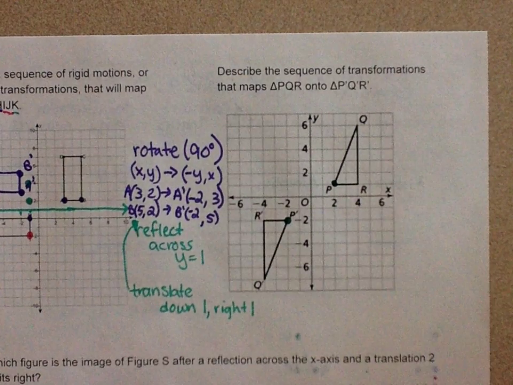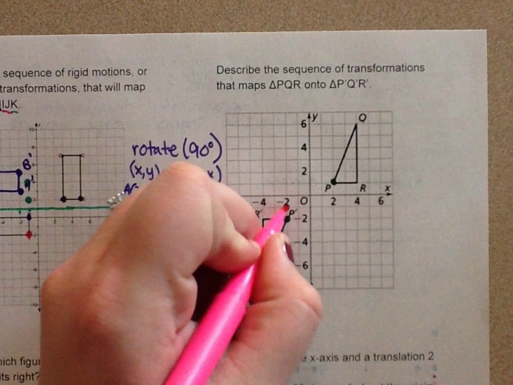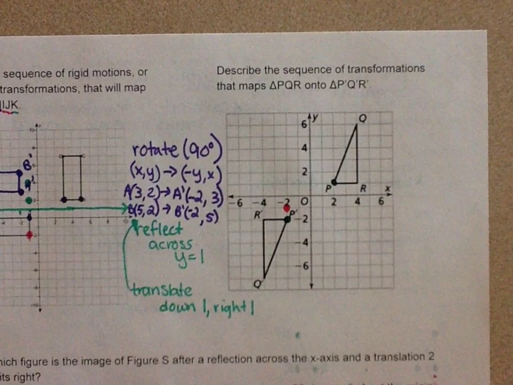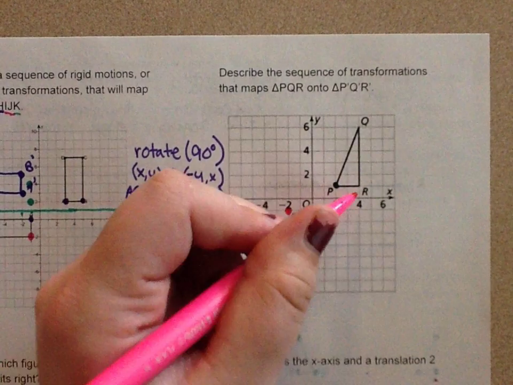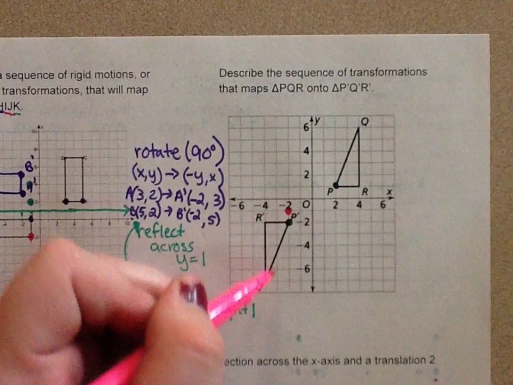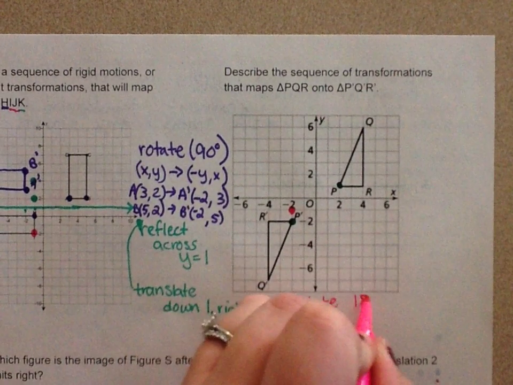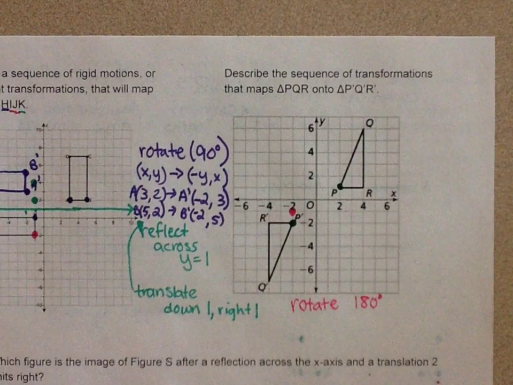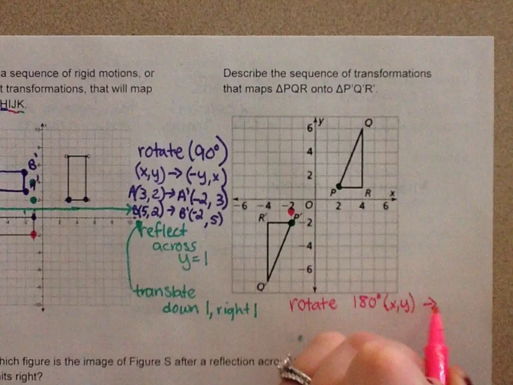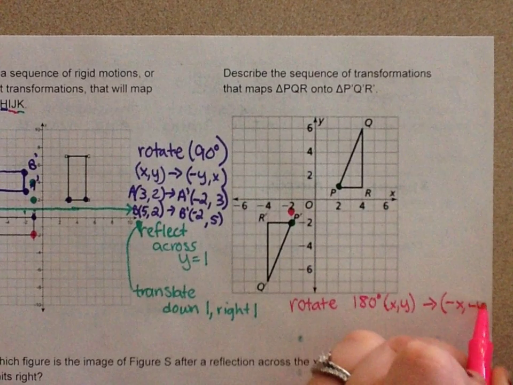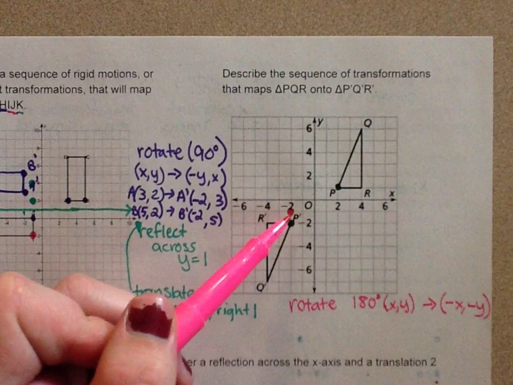Okay, so plot that point. Where's -2, -1? Am I quite to P prime yet? Where do I have to go still? Okay, so you notice that you had to turn it, right? I had to rotate it 180 degrees. So list that: rotate 180. What's my rule for rotating 180 degrees? (x, y) is going to become (-x, -y). So my P was (2, 1), so my P prime is going to be (-2, -1).